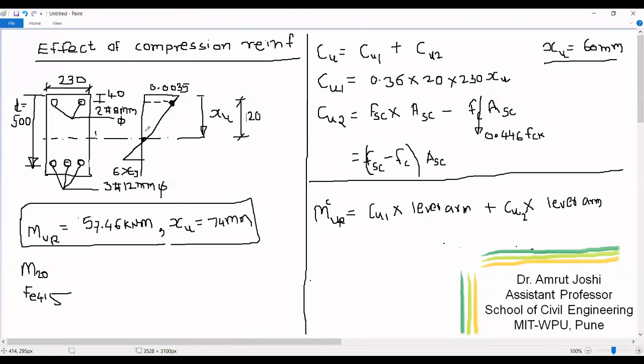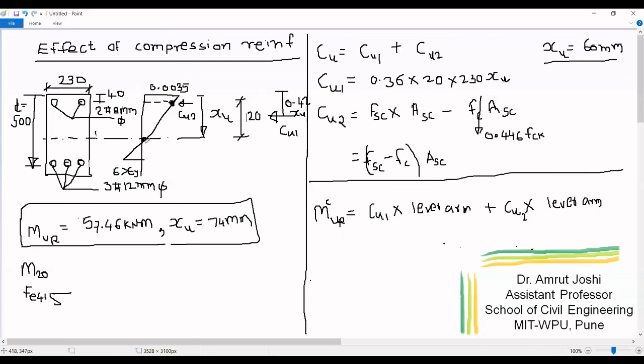Now you have to observe one thing, Cu1 and Cu2 act at different locations. Cu1 acts at 0.42 XU from extreme compression fiber, which has already been derived. Whereas Cu2 acts at the centroid of compression steel. So Cu2 is going to act at distance 40 mm from extreme compression fiber here.